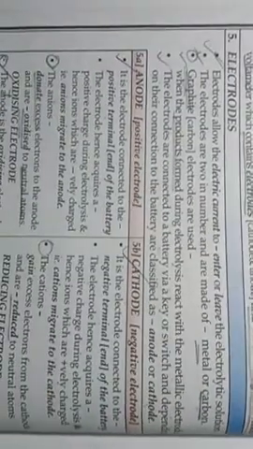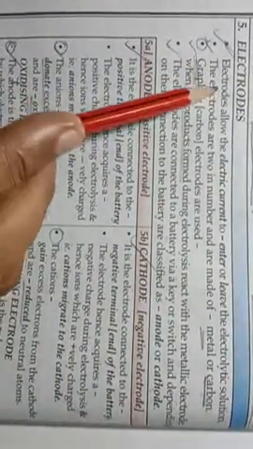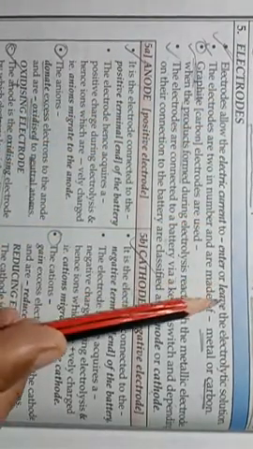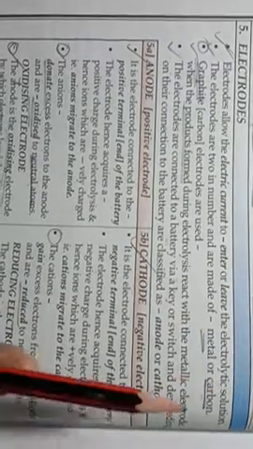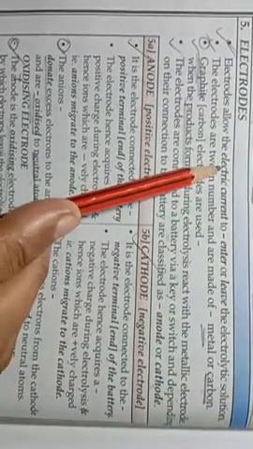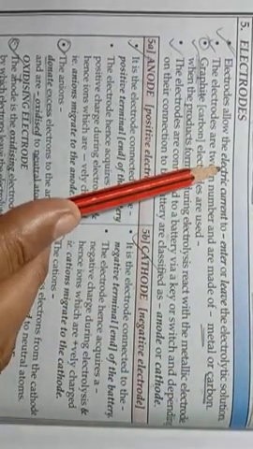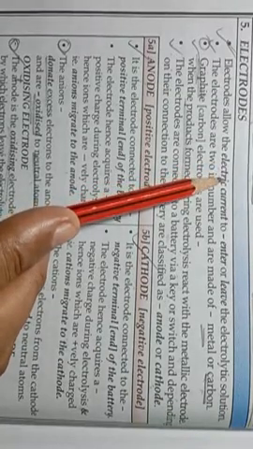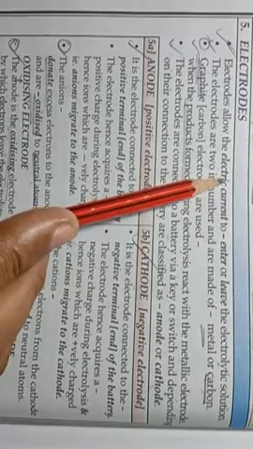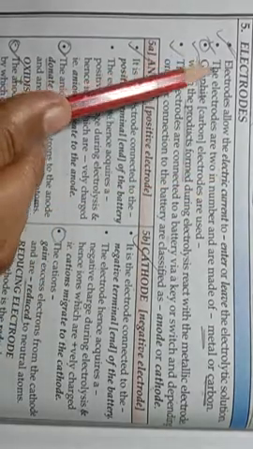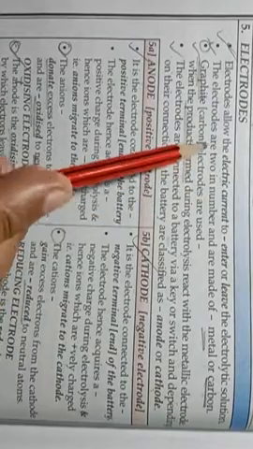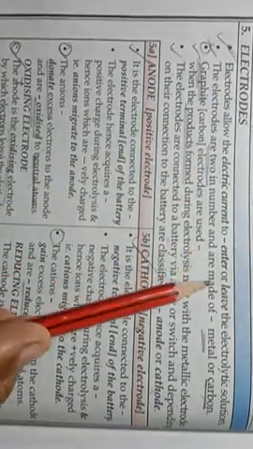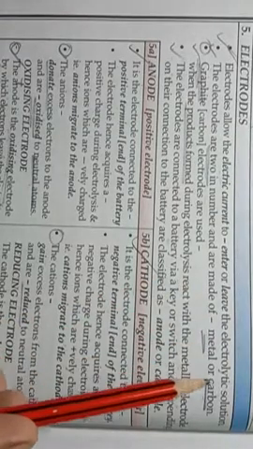The next heading is electrodes. Electrodes allow the electric current to enter or leave the electrolytic solution. So electrodes are giving passage to the electricity to enter the cell or to exit from the cell. The electrodes are 2 in number. So always keep in your mind, electrodes will be 2 in number and are made up of metal or carbon.